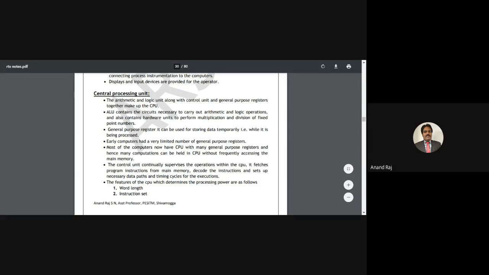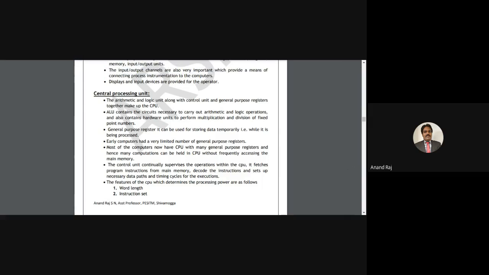Earlier computers had a limited number of general purpose registers. General purpose registers can be used for storing data temporarily, that is while it is being processed. We can store the data temporarily. Early computers had a very limited number of general purpose registers.